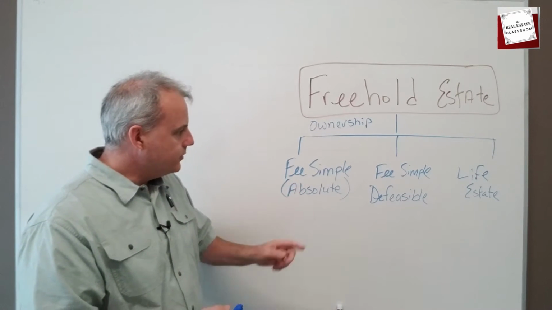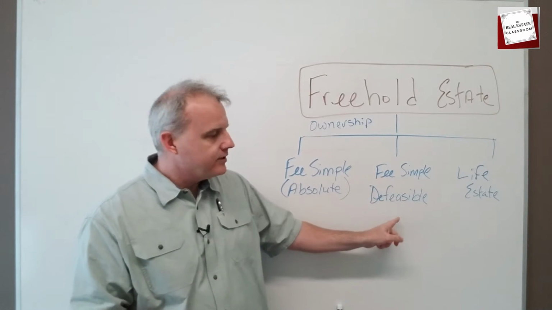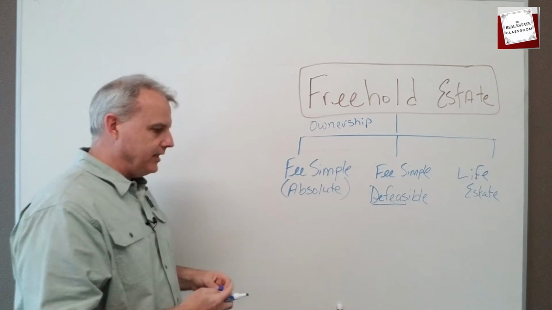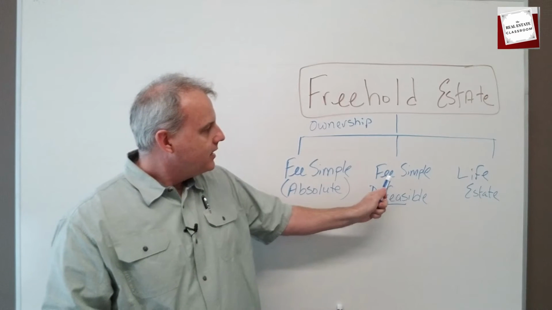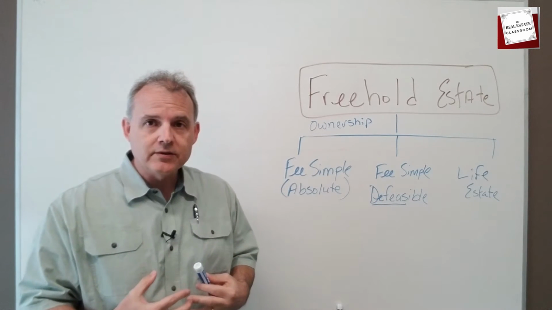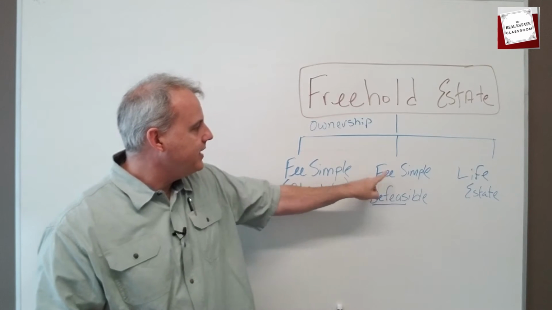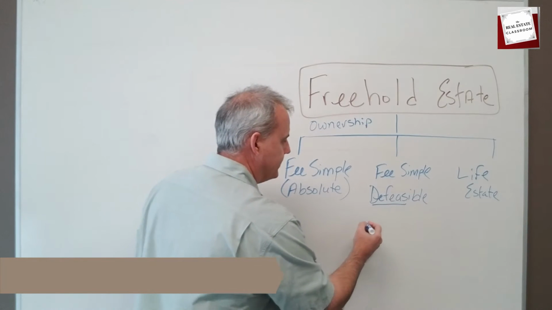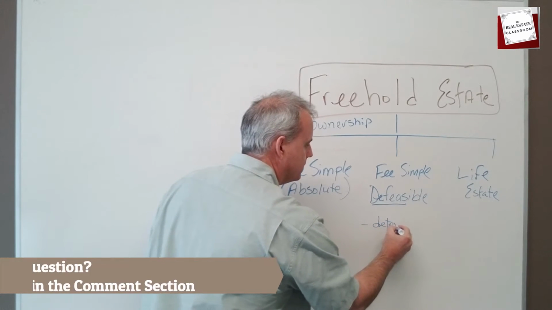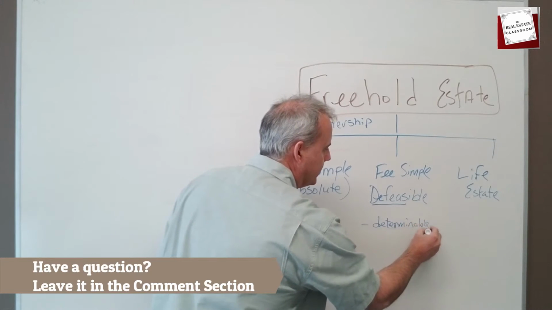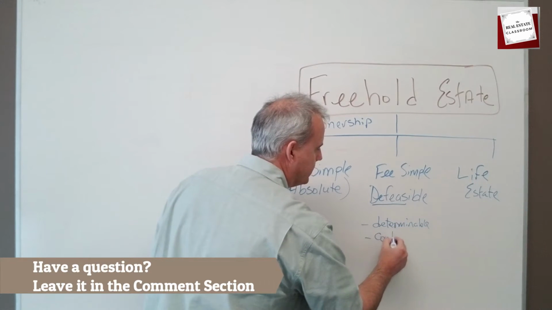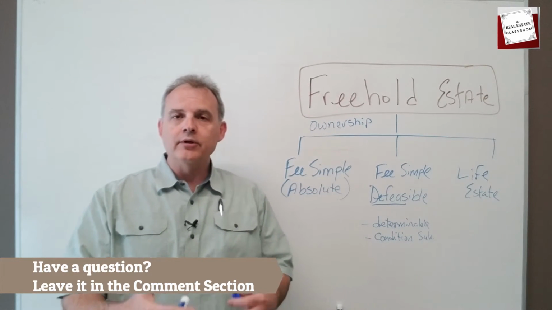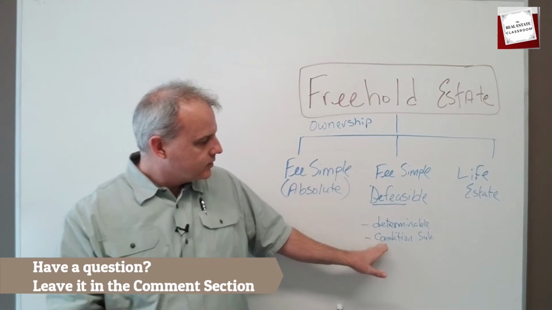Fee simple absolute. The second type is fee simple defeasible. Now the root word here is defease, which means defeat. So what this means is it's ownership, it's fee simple. So I own this piece of property, for example, but there's something defeating absolute ownership. Now there's two doctrines under fee simple defeasible. One is determinable. That's the first one. And the second one is what we call condition subsequent. It's actually fee simple determinable or fee simple subject to a condition subsequent.